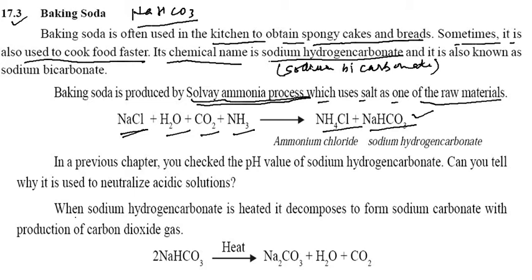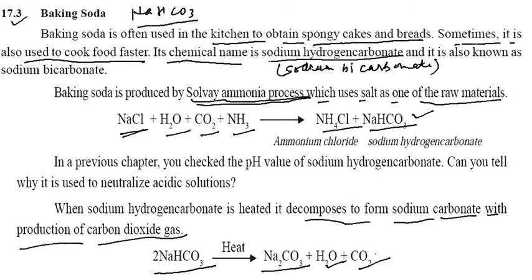When sodium hydrogen carbonate is heated, it decomposes to form sodium carbonate with the production of carbon dioxide gas. You can see here it is sodium hydrogen carbonate, and when it is heated it forms sodium carbonate, water and carbon dioxide.